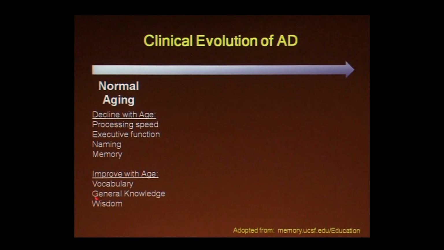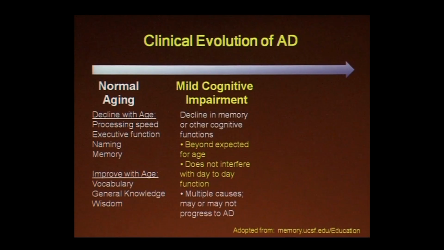There are, of course, things that are also improving with age, like our general knowledge, our wisdom, our vocabulary. But what seems to happen is that certain people deviate from this trajectory of normal aging, and they go through an intermediate stage called mild cognitive impairment. And what that means is that there's a decline in memory or other cognitive functions that is beyond what we would expect just by age, but is not yet interfering with day-to-day function.